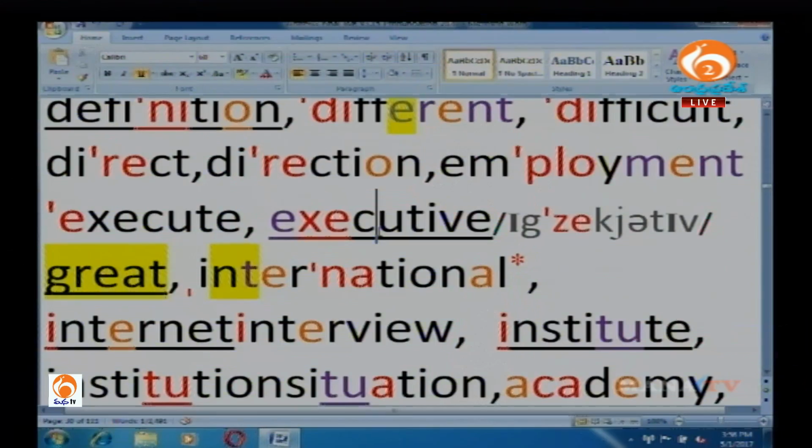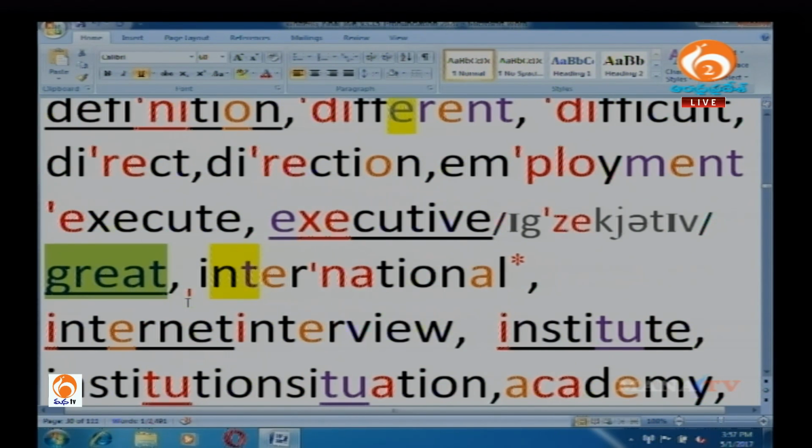So, how do you pronounce this word? Listen very carefully. "Executive," "executive." The words that are underlined, many people mispronounce them, so I have underlined them. These are the phonetic symbols you learn in the next lesson, and that will help you pronounce each word correctly.